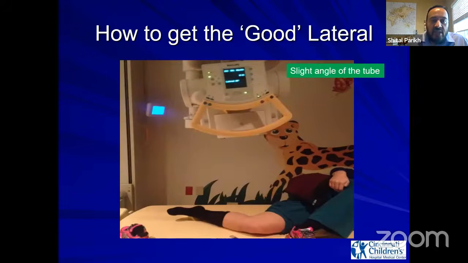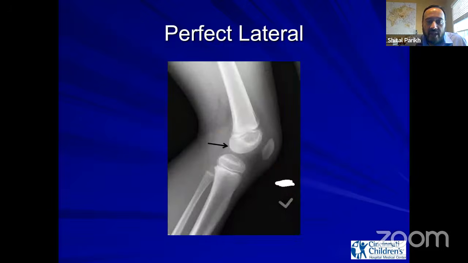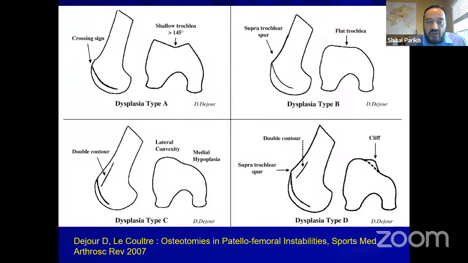And then you tilt the gantry about 10 degrees, focusing on the knee, and you can get an almost perfect lateral view all the time. And how do you know that? Is that you have overlap of the posterior and the distal femoral condyles. The reason it is important is because the classification of trochlear dysplasia, for example, is based on perfect lateral knee x-rays.